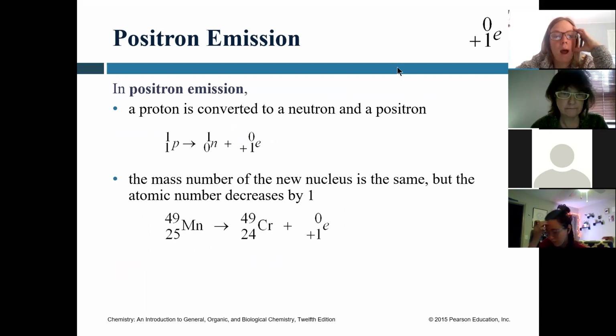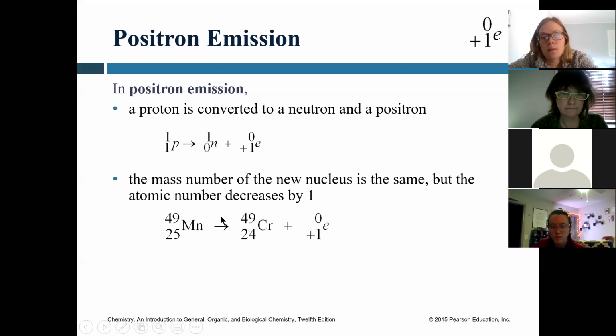All right, so positron emission is where we give off a positron. And remember, a positron is sort of the antimatter of an electron, so it has no mass, but it has a positive charge. This is when we take a proton and convert it into a neutron, ditching its charge. So the mass number of the new nucleus will be the same, but the atomic number will decrease, from 25 to 24. In beta emission, the atomic number increased. In positron emission, because it's the opposite, it will decrease. So 49, 49, but we go from 25 to 24.